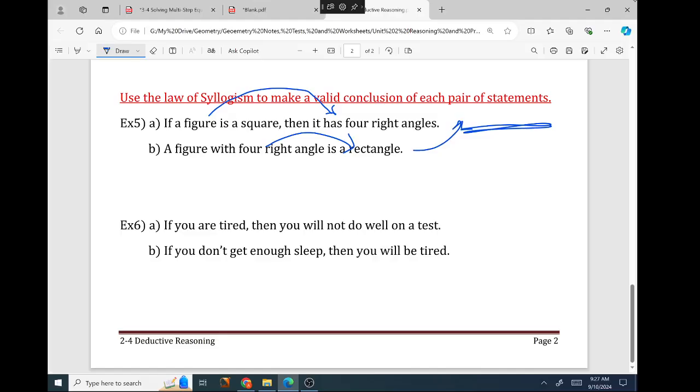If a figure is a square, then it has 4 right angles. If it has 4 right angles, then it's a rectangle. You get it? So what's a valid conclusion I can make? If a figure is a square, what we just said is right, but we just had to formalize it. Yeah, we have to write it. Then what?